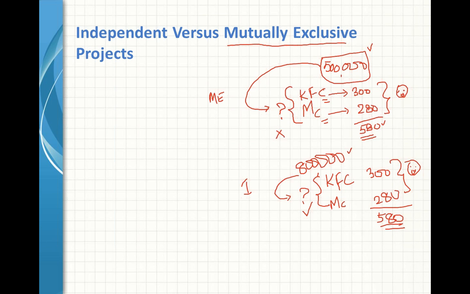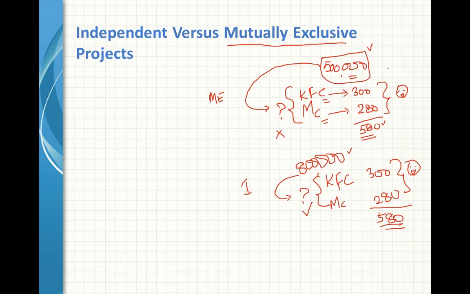Mutually exclusive projects: acceptance of one project will reject the acceptance of the other project because of the capital rationing problem. Capital rationing means we do not have adequate capital. So please remember independent versus mutually exclusive. In independent projects, we do not have any capital rationing issues, meaning we have enough capital available to accept more than one project.